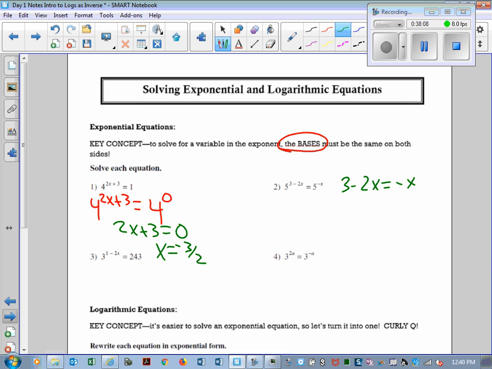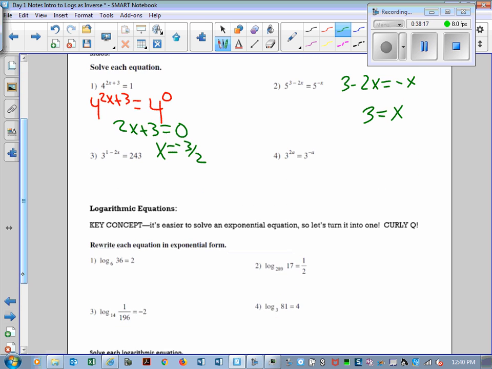What does x equal? 3. See? You all thought this was going to be hard, didn't you? I guarantee it. Okay, good thing we have a calculator.